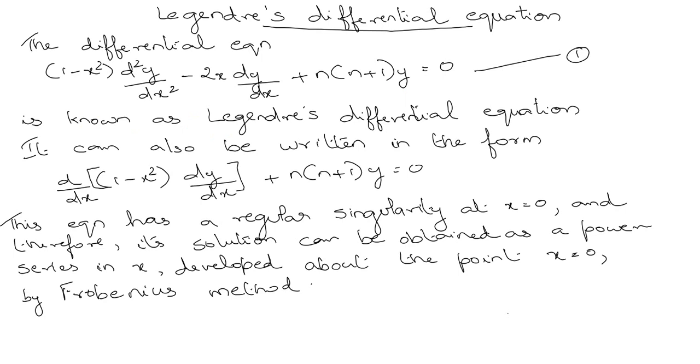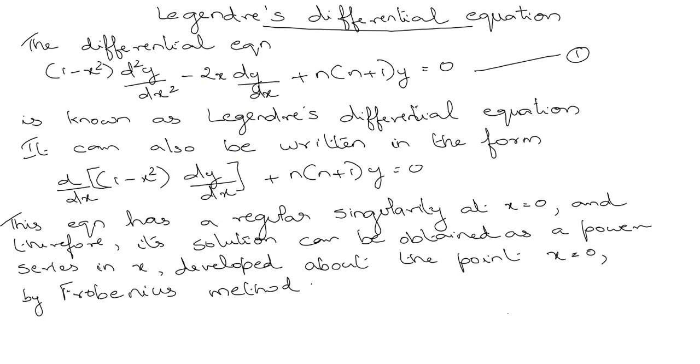This equation can also be written in the form d by dx of (1 minus x square) into dy by dx, plus n into (n plus 1) y is equal to 0. Differentiating this, you will get these two terms. So this differential equation can also be written in this form.